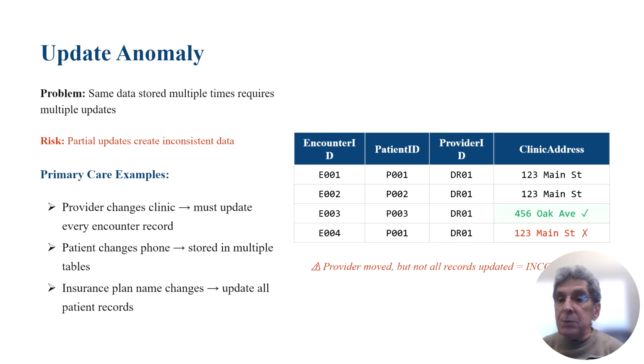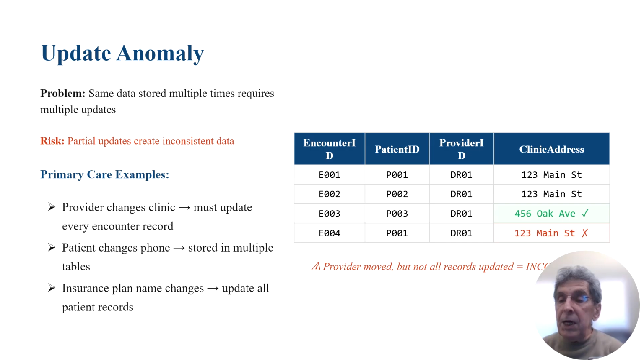The update anomaly is perhaps the most common problem in poorly designed databases. It occurs when the same fact is stored in multiple rows. When that fact changes, you have to update every single row that contains it. If you miss even one, your database now has contradictory information.